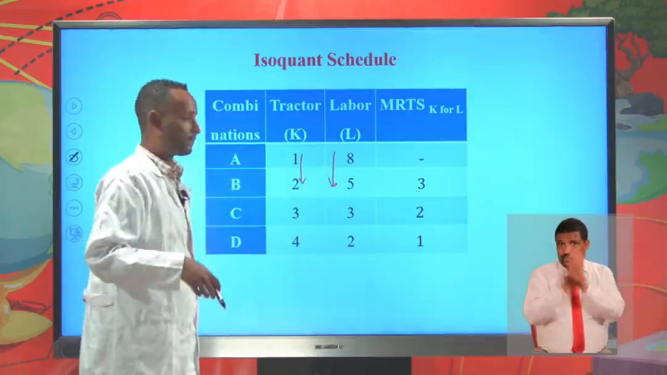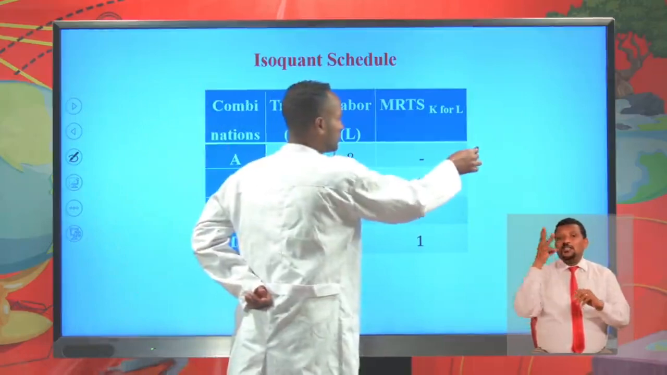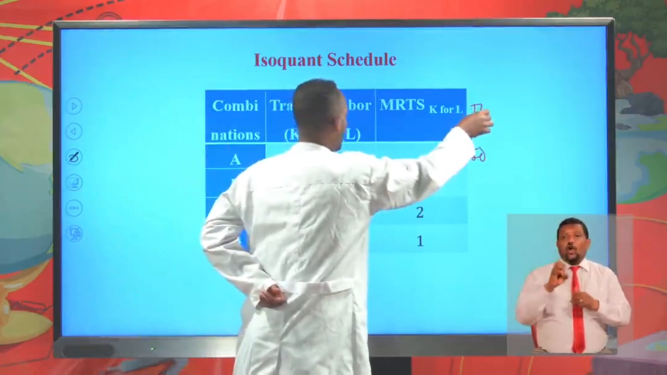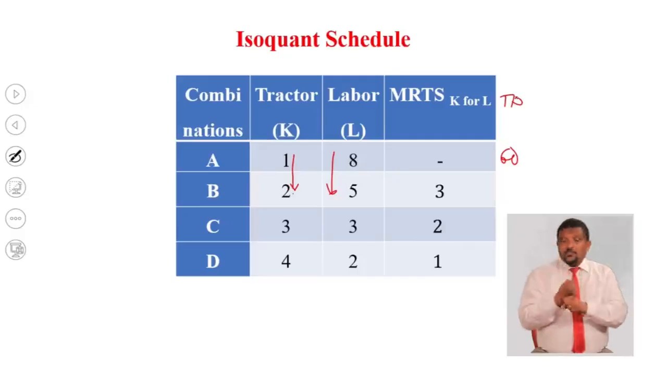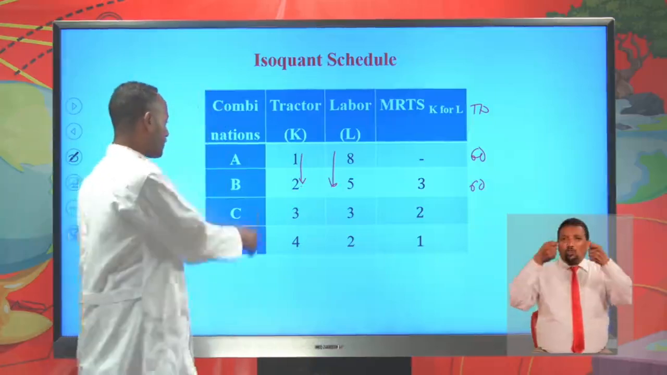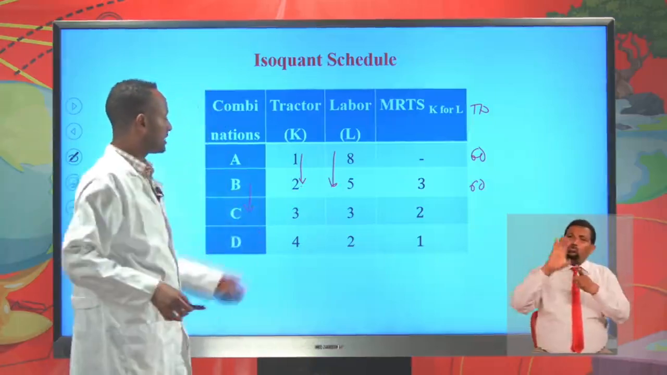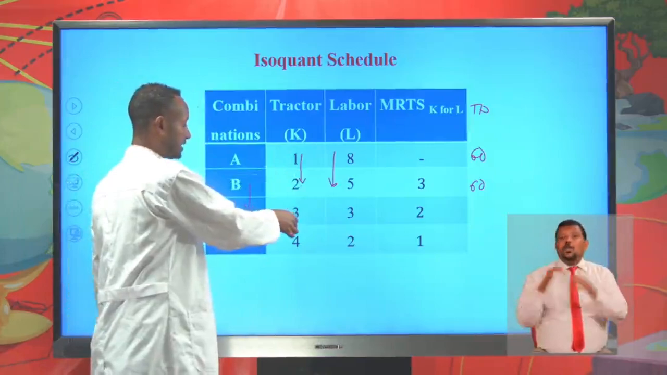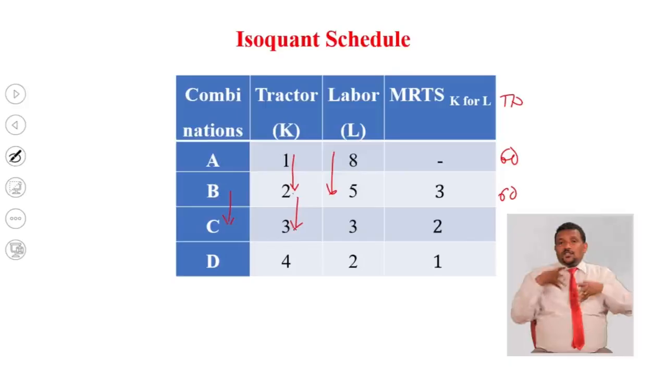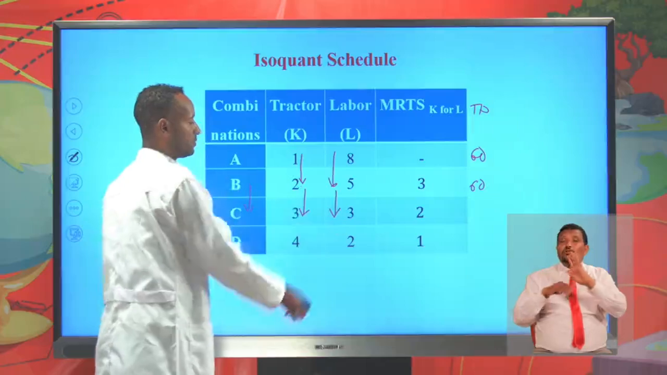For example, if the farmer gets 60 quintal of wheat output from 1 tractor and 8 labor, then the output that he gets from 2 tractors and 5 labor is also 60 quintal. Again, when we move from combination B to C, the output that the farmer gets from 2 tractors and 5 labor is equal to the output from the combination of 3 tractors and 3 labor.